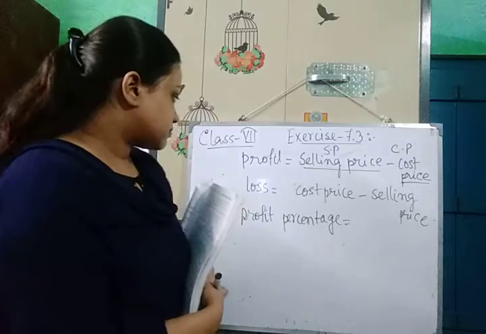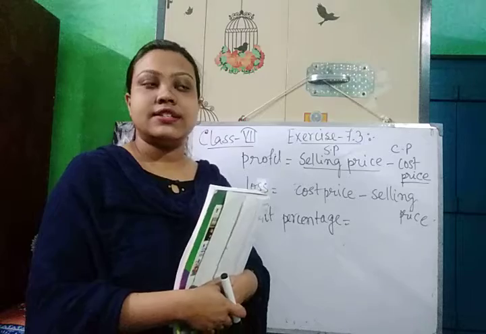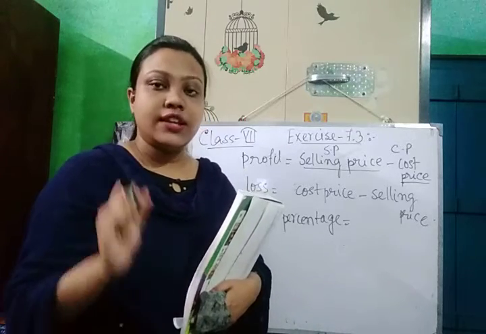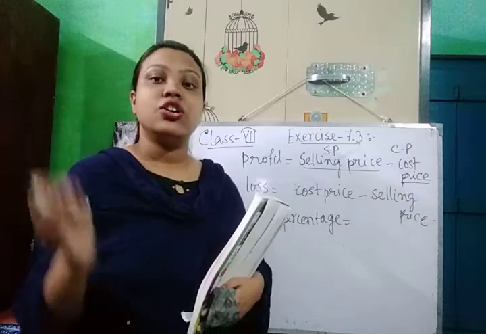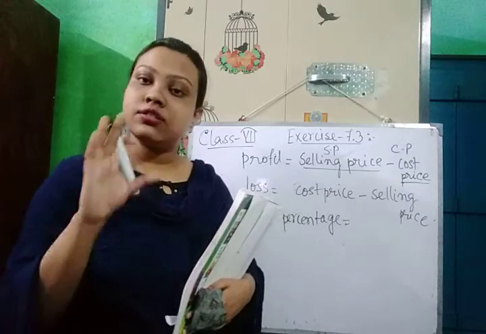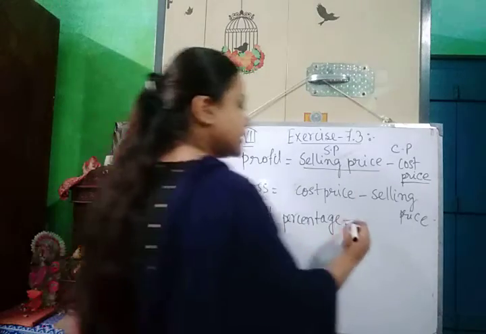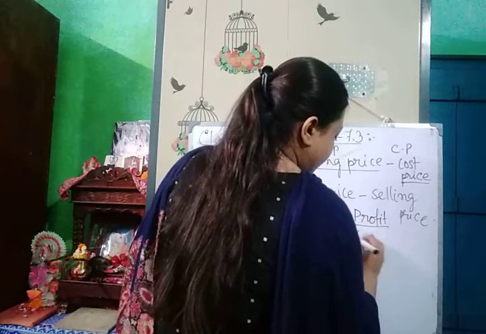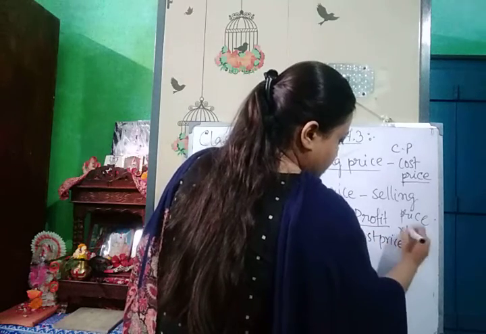Now what did I say right now? That it's always calculated on the cost price. Never will you calculate the loss percentage or the profit percentage on selling price. You will always calculate it on cost price. So profit percentage equals profit divided by cost price into 100%.